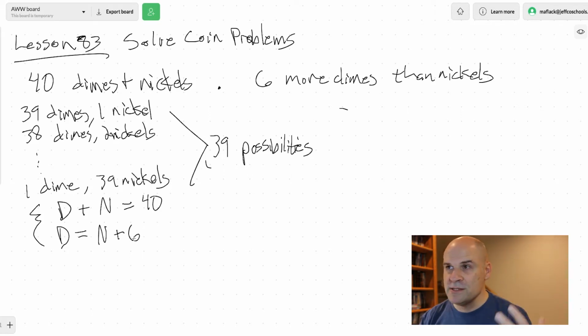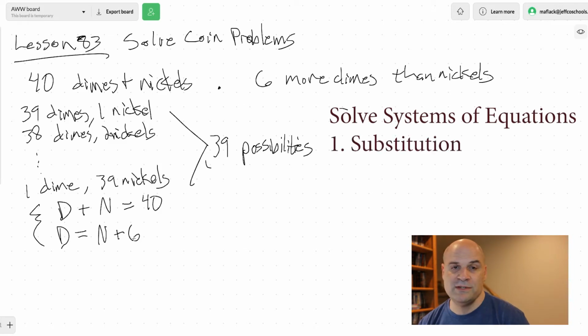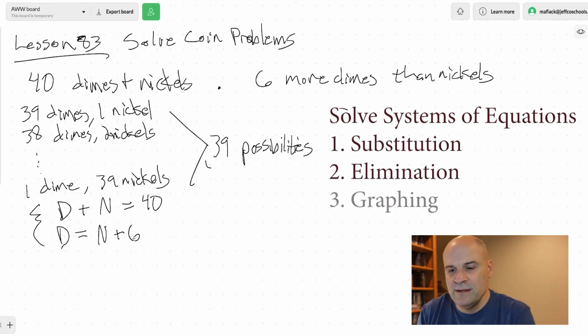So we're going to use our strategies to solve systems of equations. How many strategies are there? There's 3 strategies. Number 1, solve by substitution. Number 2, solve by elimination. Number 3, solve by graphing. I think that the most obvious way to do this is substitution.